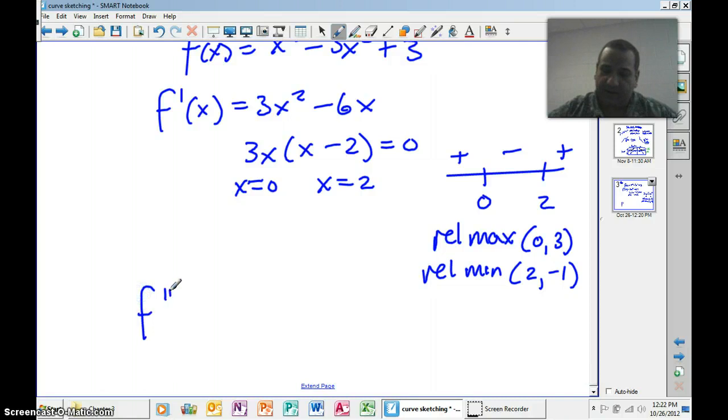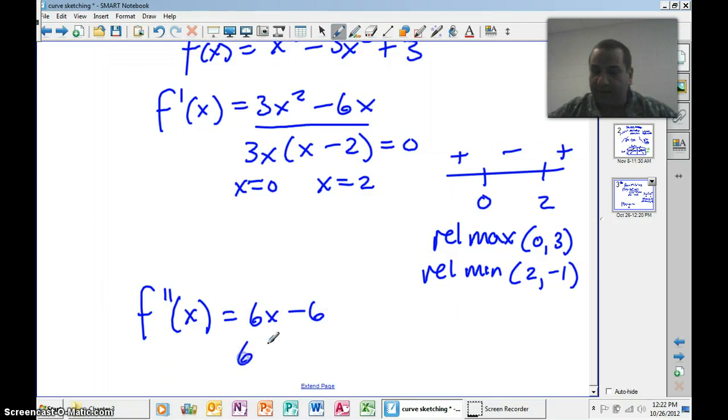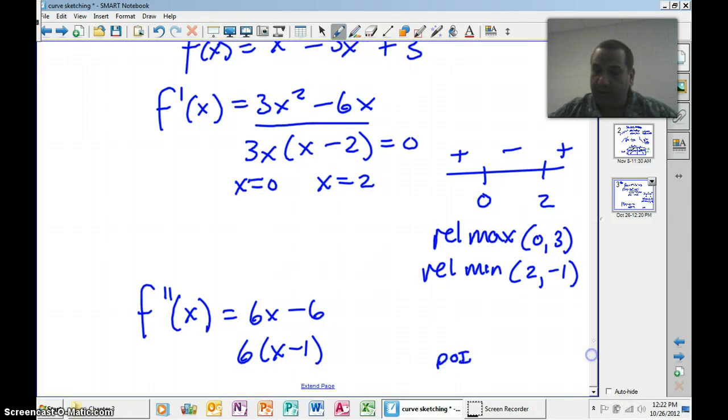Now we're going to go for the POI. So I'm going to do the second derivative of x. So here's the first derivative. I'm going to take the second derivative. I'm going to get 6x minus 6. And when I set that guy equal to 0, I find that my possible POI is 1.